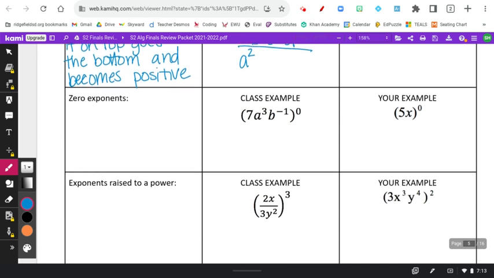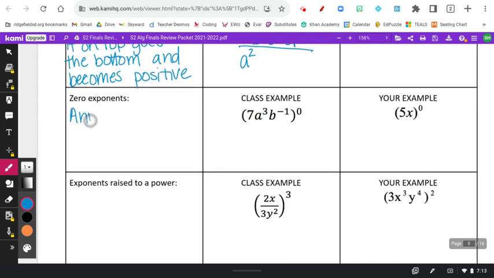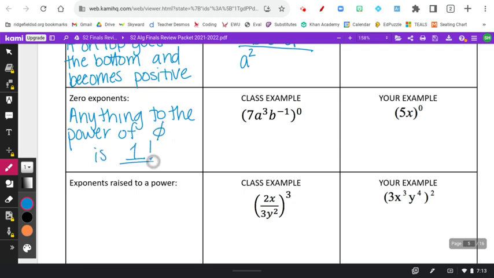Next up, 0 exponents. Anything to the power of 0 is 1. So notice I have all this stuff inside parentheses and it's all raised to the 0 power. That means my final answer for this is just 1. Anything to the 0 power, doesn't matter what it is, is 1.